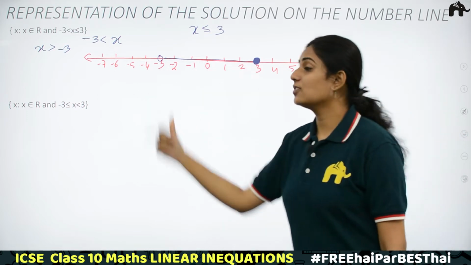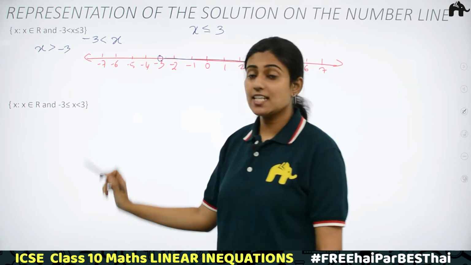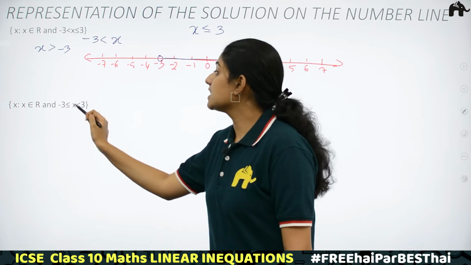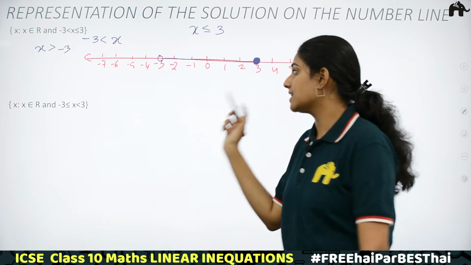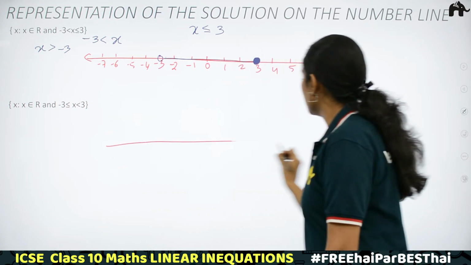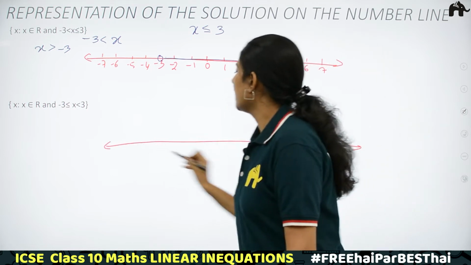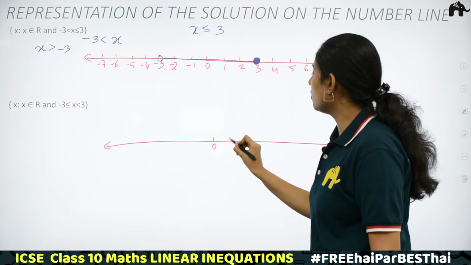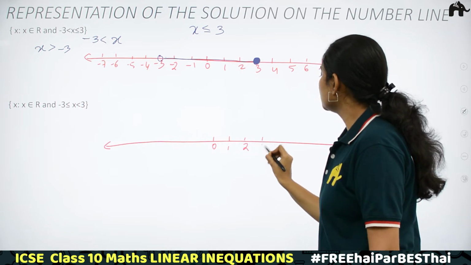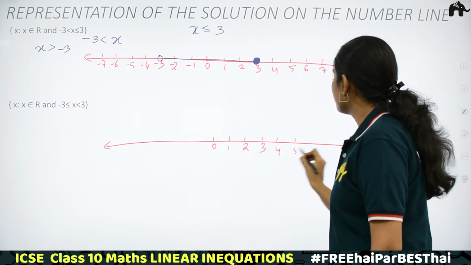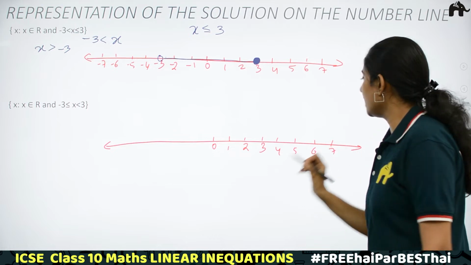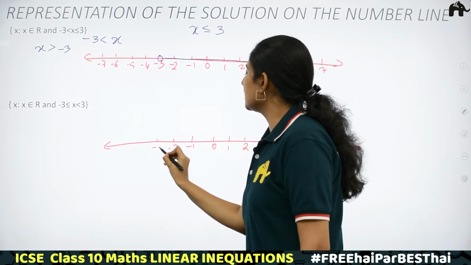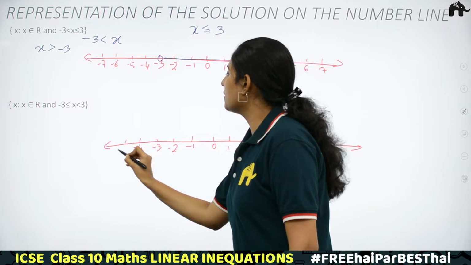Okay. Now, let's do the second one. X such that x belongs to real numbers and minus 3 less than or equal to x less than 3. Draw a real number line. Extend to positive and negative infinity. Mark points 0, 1, 2, 3, 4, 5, 6, 7, minus 1, minus 2, minus 3, minus 4, minus 5.